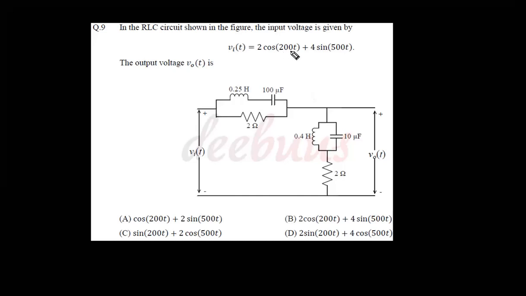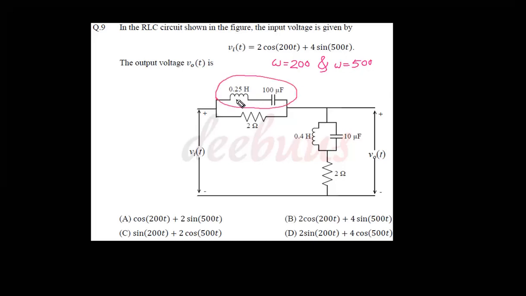Now we can split the input into the frequencies omega equal to 200 and omega equal to 500, right? As the signal consists of two frequencies, 200 and 500, we can split the input signal into two signals: 2 cos 200t and 4 sin 500t.